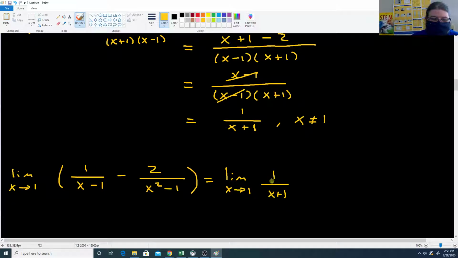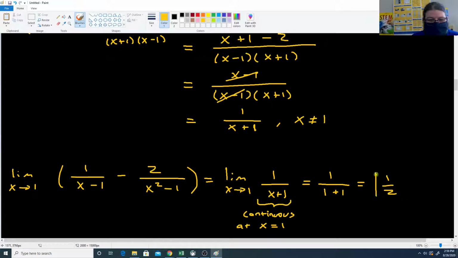1 over x plus 1 is an elementary function. It's continuous everywhere except where division by 0 happens. So this is continuous everywhere except for at -1. Positive 1 is not -1, so this is continuous there at x equals 1. So therefore we can evaluate it using substitution. We can substitute our 1 in for the x and get 1 over 1 plus 1 is 1/2. And stop there.